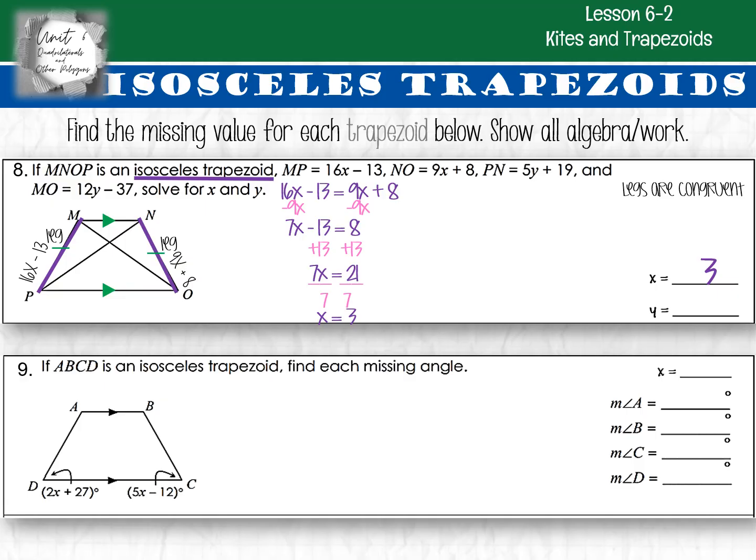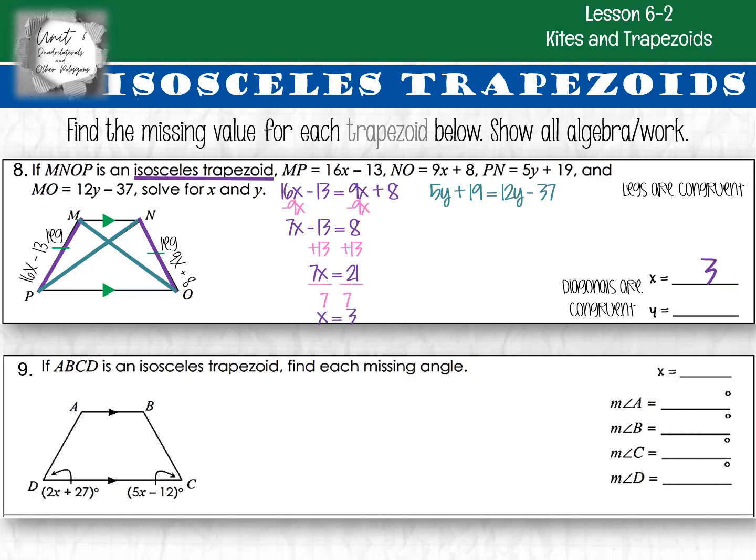Now y. Let's look at these. Segment PN, that's a diagonal, is 5y plus 19. And the length of segment MO is also a diagonal, 12y minus 37. So diagonals are congruent. Let's set them equal to each other. So 5y plus 19 equals 12y minus 37.